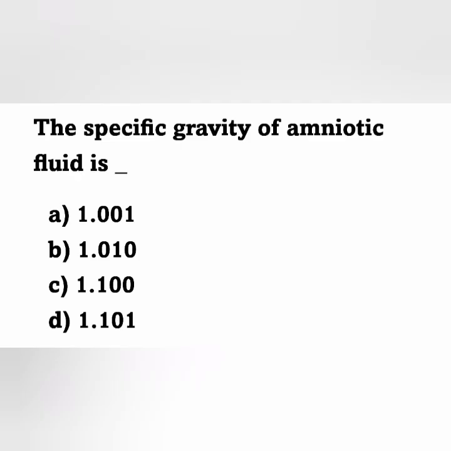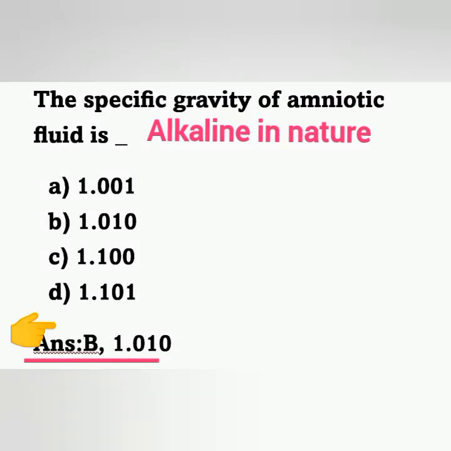The specific gravity of amniotic fluid is: option A, 1.001; option B, 1.010; option C, 1.100; option D, 1.101. What is the specific gravity of amniotic fluid? Amniotic fluid is slightly alkaline in nature and its specific gravity is 1.010. Option B is the correct answer.